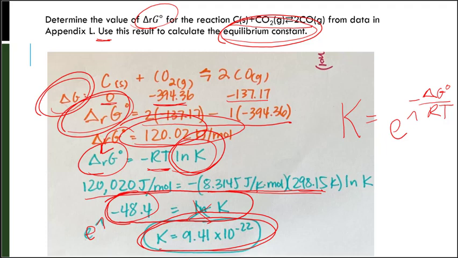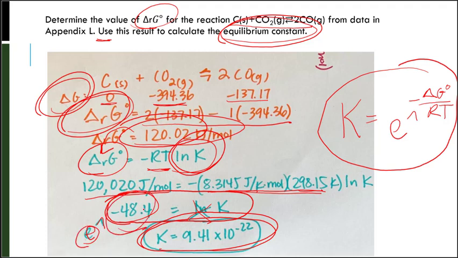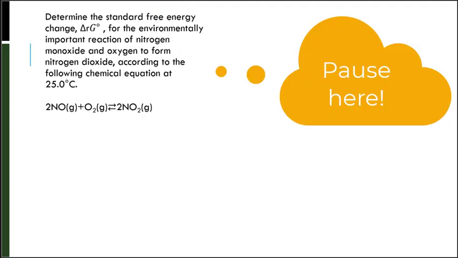You could do it all in one process if you want to set it up like this. K is equal to e raised to the, notice that I took my G value divided by R times T, and I have to have that negative in there because that negative is before the R. So the whole thing is negative G divided by RT. Pause the video here to try to solve a similar problem.